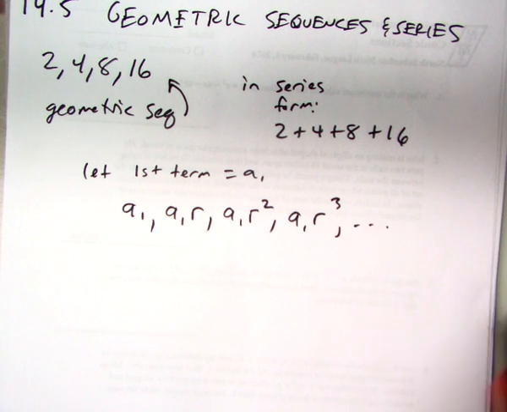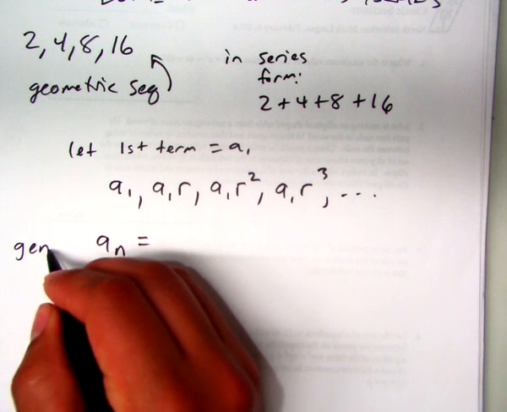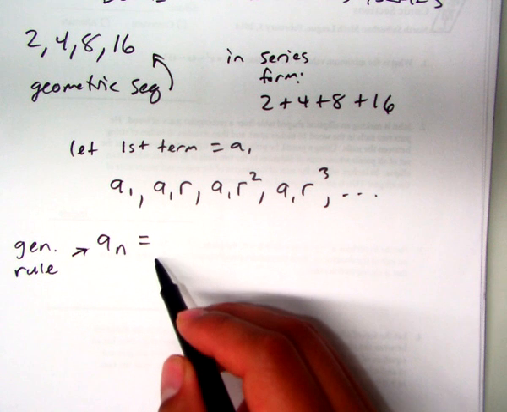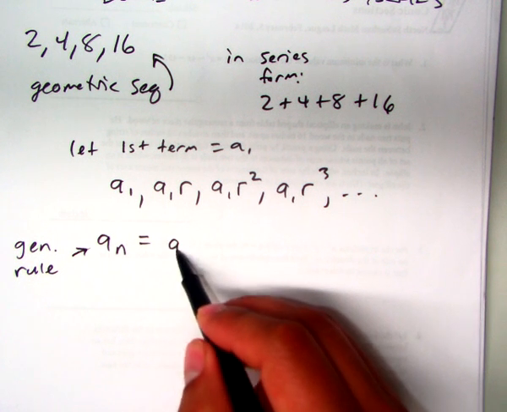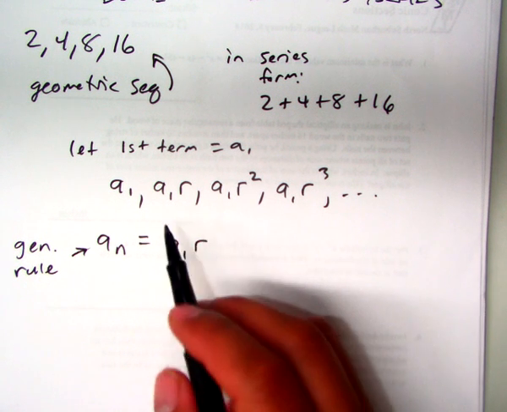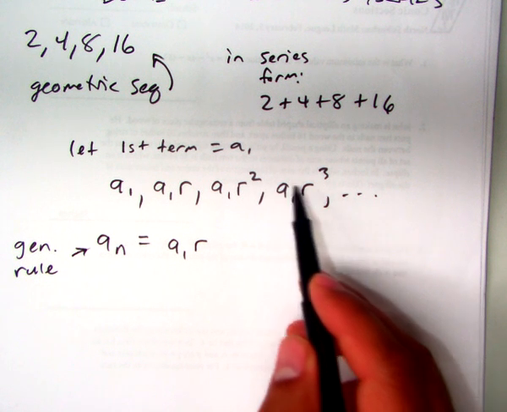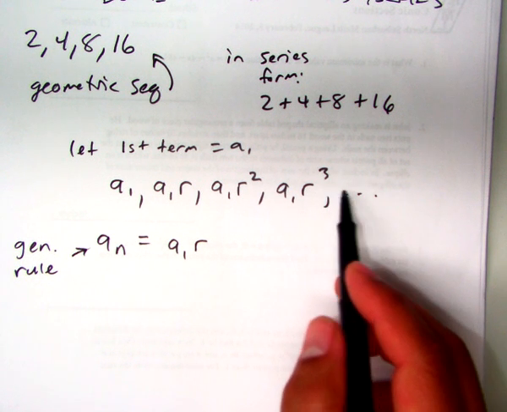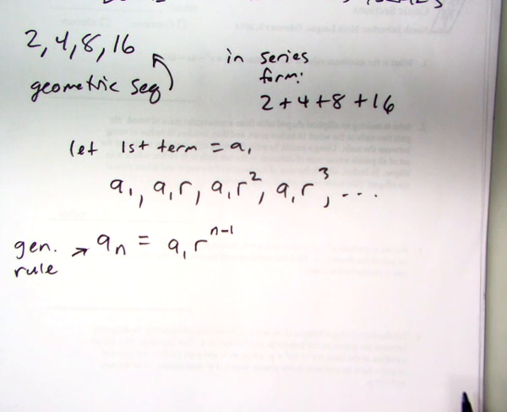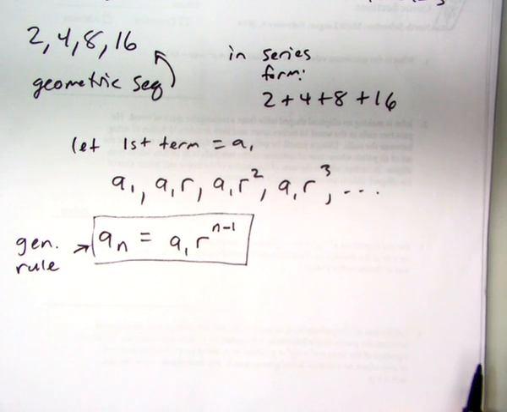And you start to see a pattern. The nth term, so this is the general rule for a geometric sequence, is always the first term. You see how each term's got a1 in the formula, times r, and if you notice, the second term has a1r, the third term has r squared, the fourth term has r to the third, the fifth term would have r to the fourth, the nth term would have 1 less. So the exponent is r to the n minus 1. So this is your general rule for a geometric sequence.